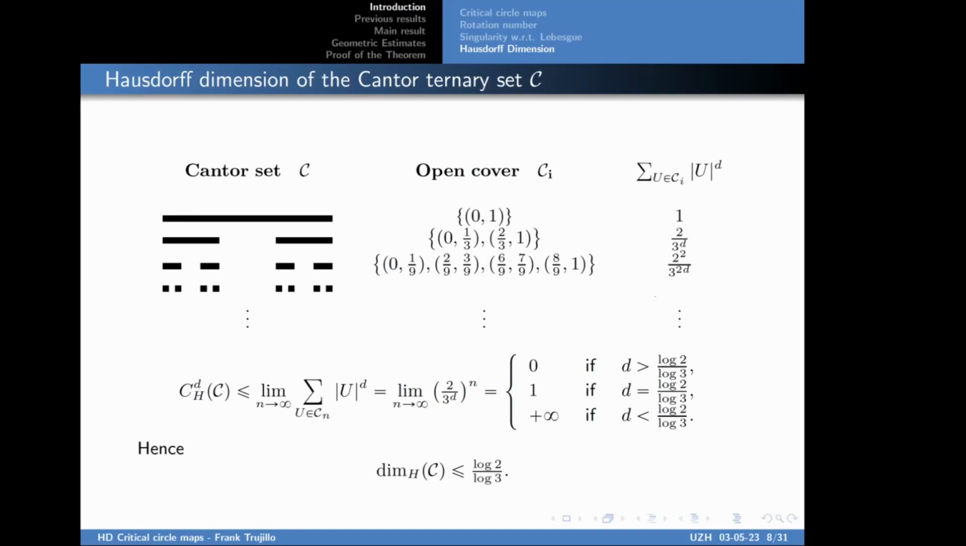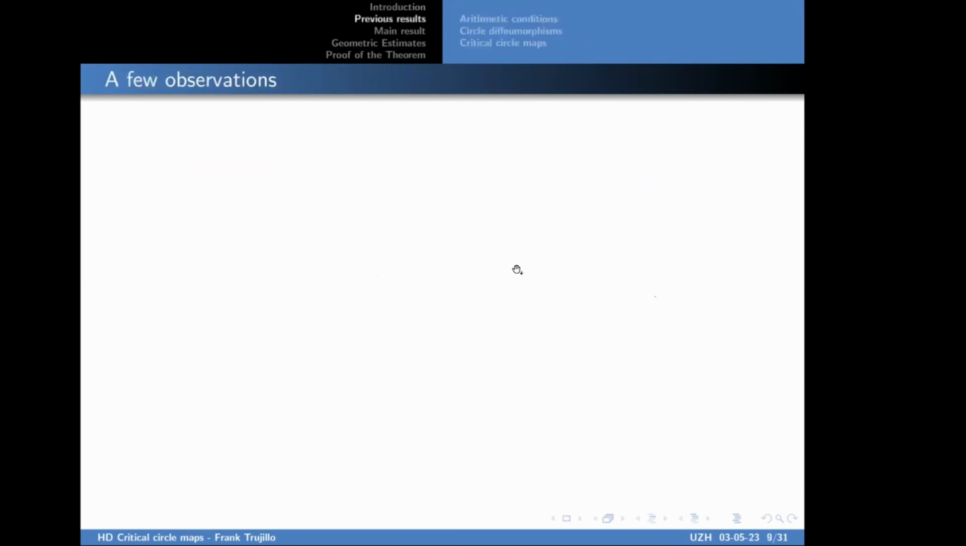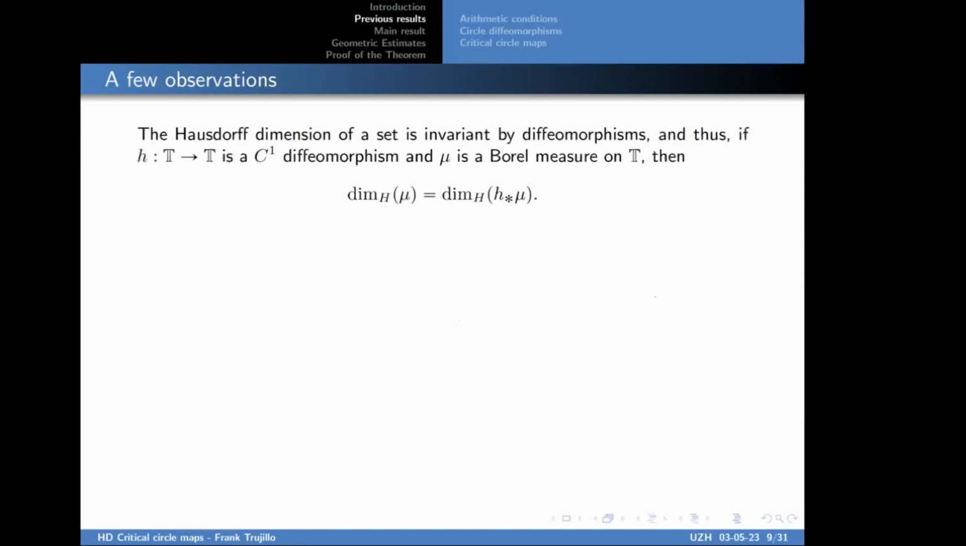Okay, I hope this gives some intuition. Now a few observations before I go to a little bit of the history of this and some previous results. The Hausdorff dimension of a set is invariant under diffeomorphism. This you can check just from the definition that we had before. And for us, more importantly, this means that if I have a measure and a diffeomorphism, and I take the push forward of this measure, the Hausdorff dimensions are the same.